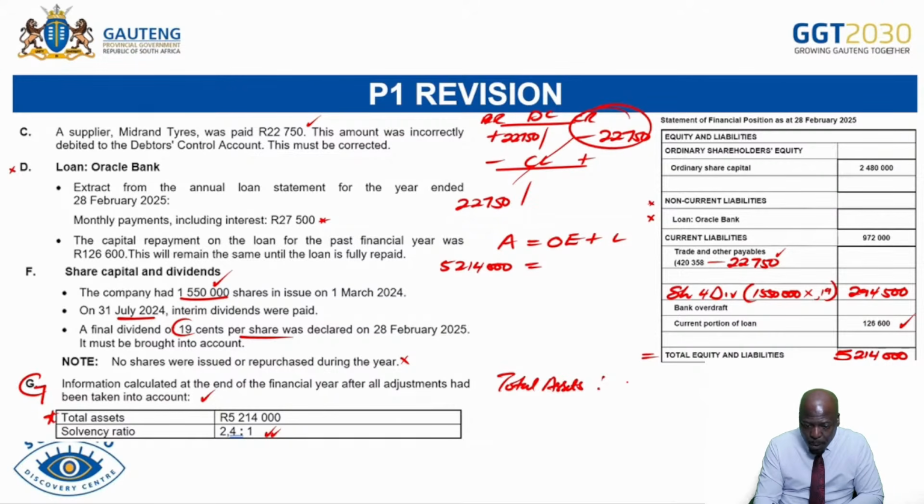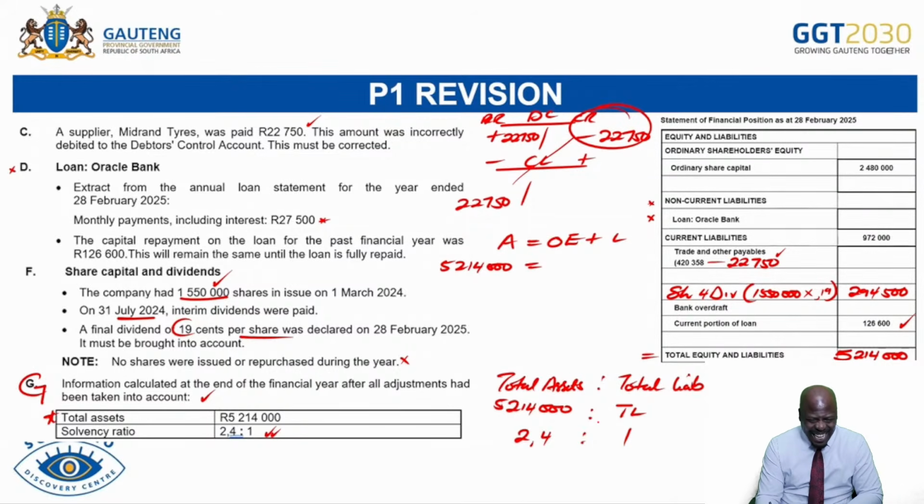Over total liabilities. And then my total assets are 5,214,000 over total liabilities. All right, and the answer is 2.4 to 1. We have been down this road before.